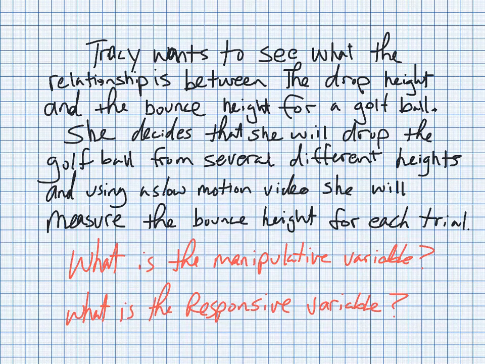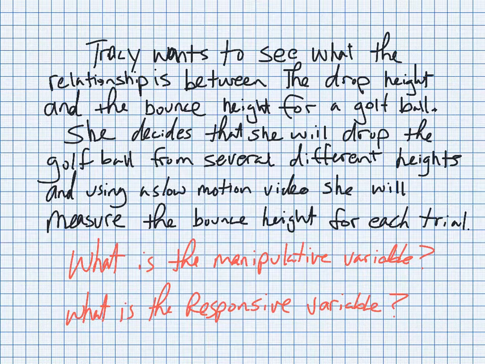Okay, everybody, here's a little graphing practice for you. I have here a little description of a little experiment, I suppose. It could be done in a physics or physical science class. And what we see here is that Tracy wants to see what the relationship is between the drop height and the bounce height for a golf ball.